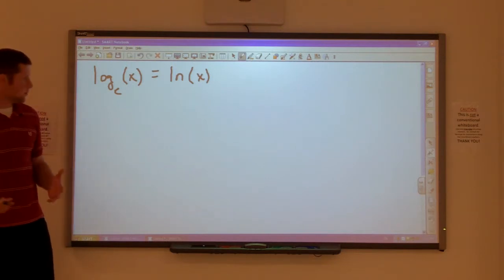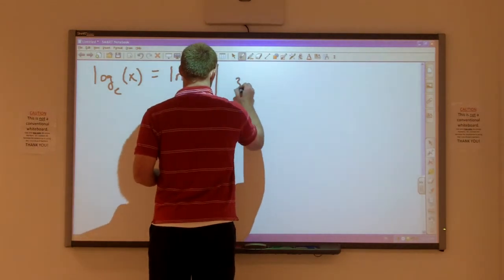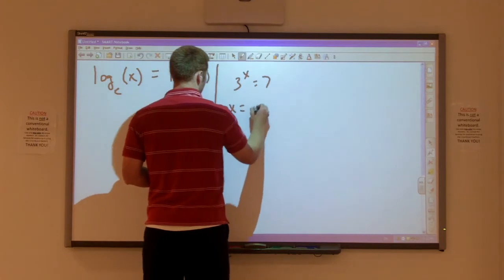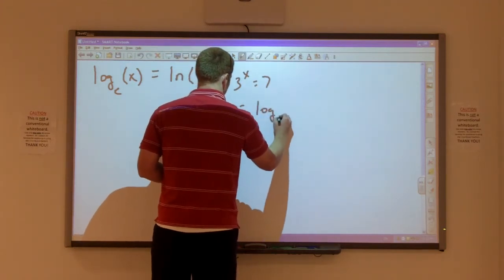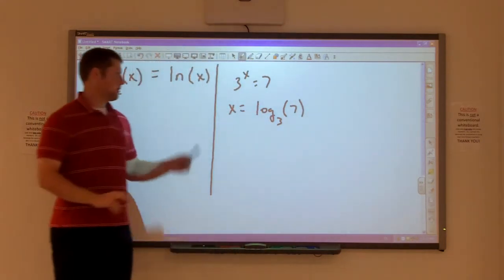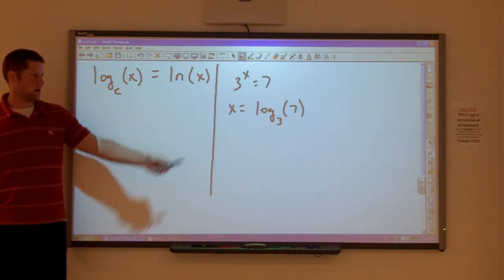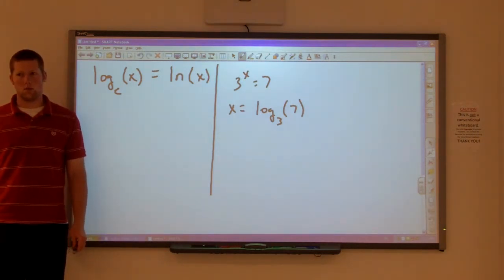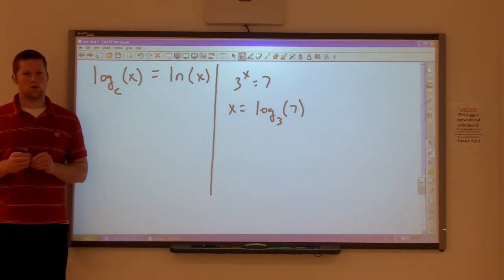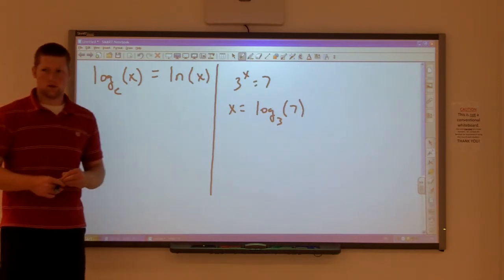So let's go back to this problem where we had 3 to the x equals 7. We found that x equals log base 3 of 7, which is great. However, we need some type of computer program to actually evaluate that as it's written there. But we can use what we call the change of base formula in order to evaluate it with the calculator. So let's look at how that would work.